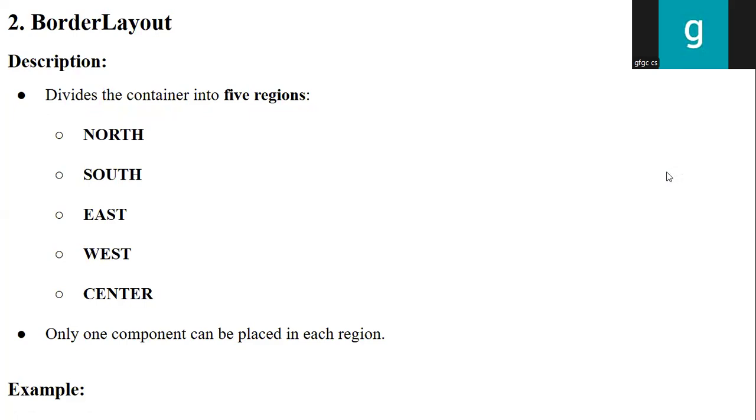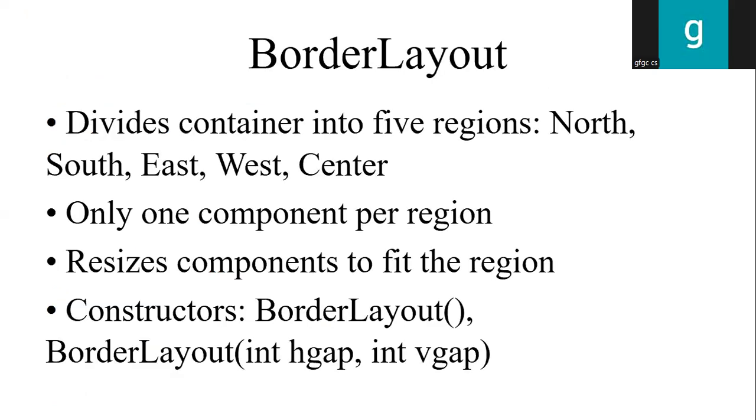Next one is the border layout. Description: it divides the container into 5 regions: north, south, east, west, and center. Only one component can be placed in each region. The whole frame will be divided into 5 regions, and in each region I can place only one component. It resizes the component to fit the region.